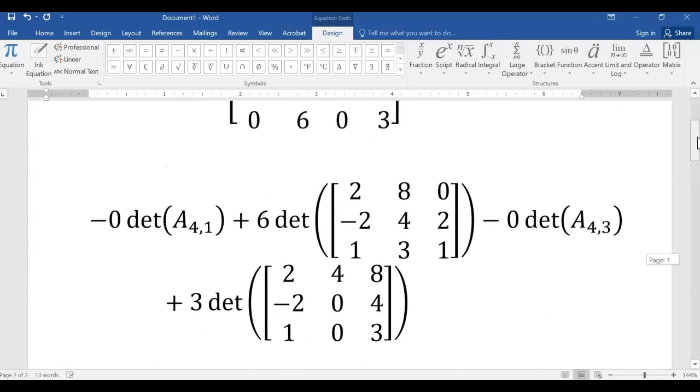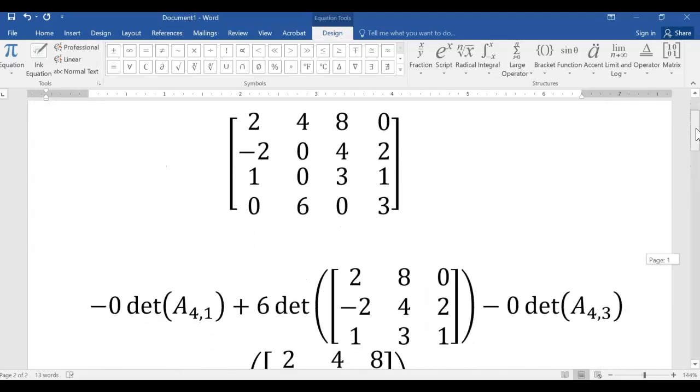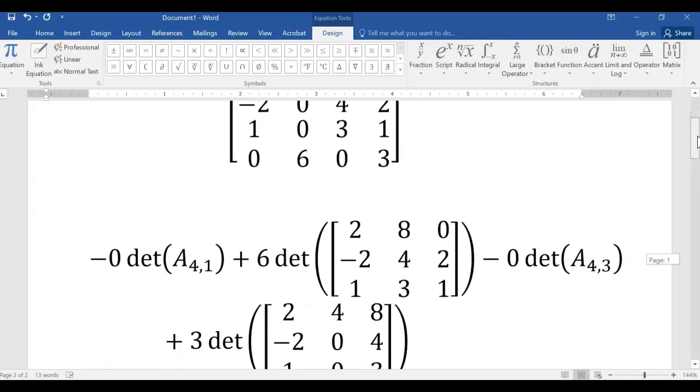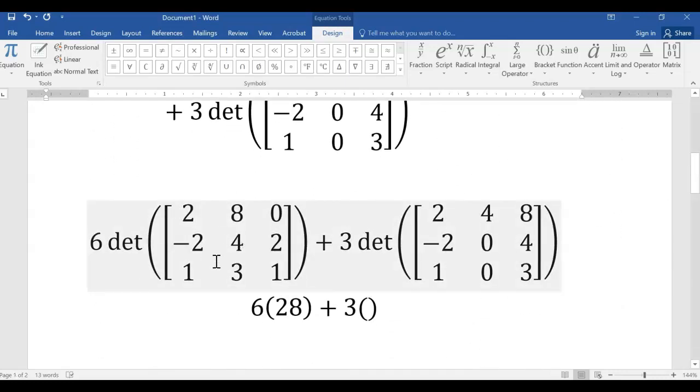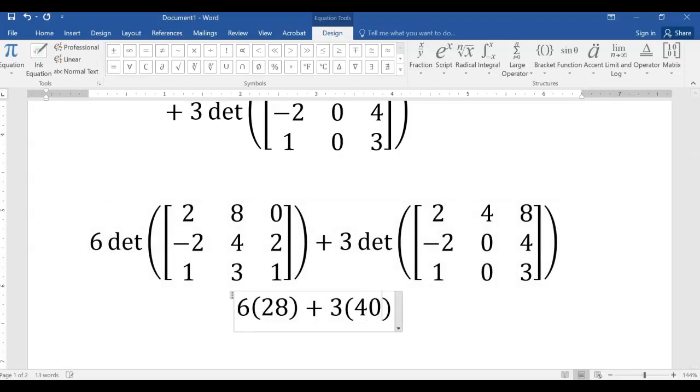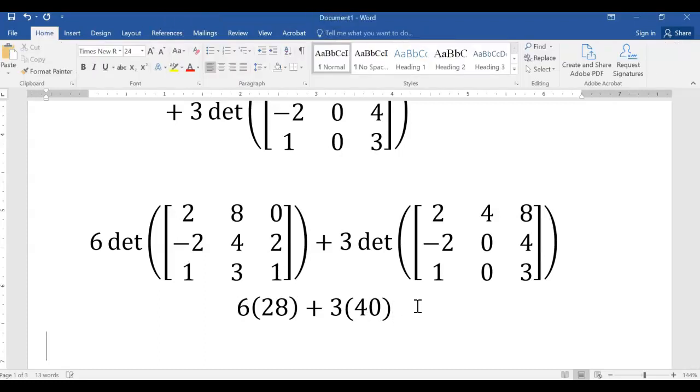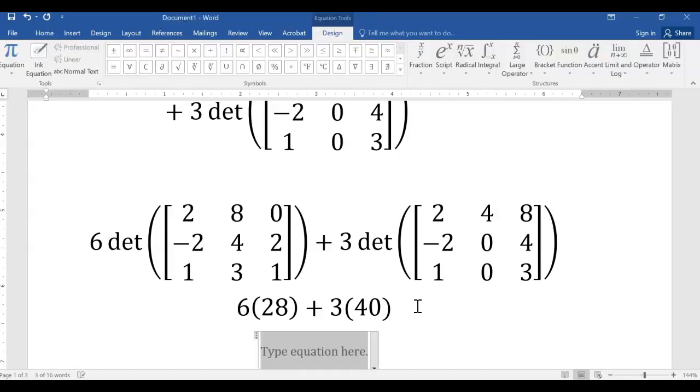So if we wanted to go back up and finish our problem off, we would say, well, this 4 by 4, we know it's going to be 6 times the determinant of this, so 6 times 28, plus 3 times the determinant of that matrix, which is 40. And so the determinant of that 4 by 4 matrix is whatever we get when we take 6 times 28 plus 3 times 40. And I got that the determinant of the matrix is 288. Whew.